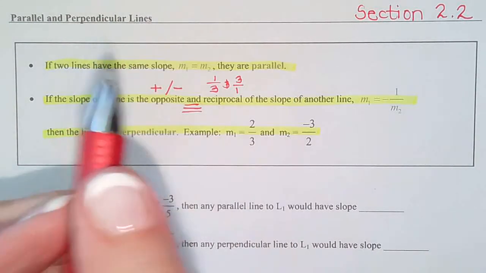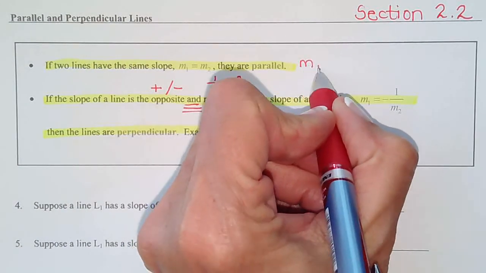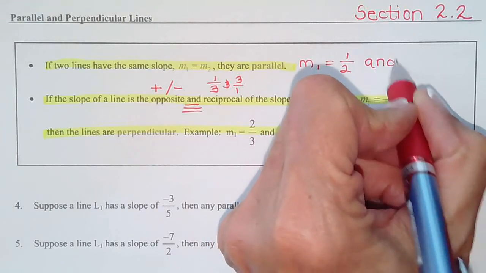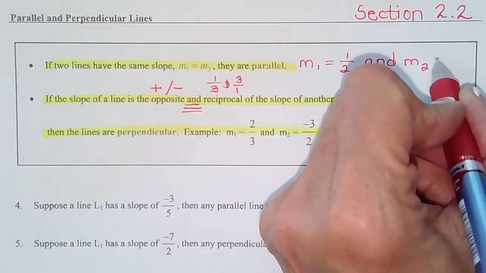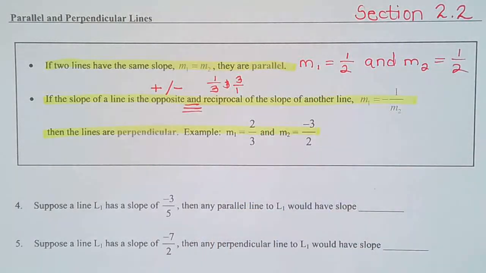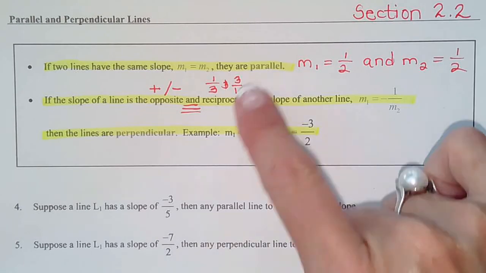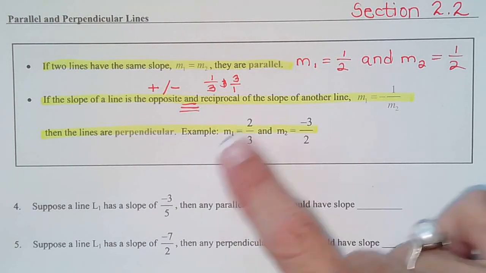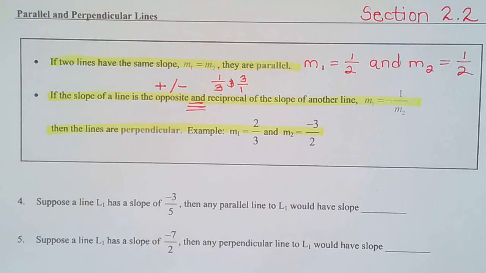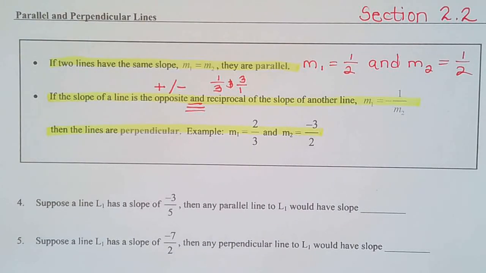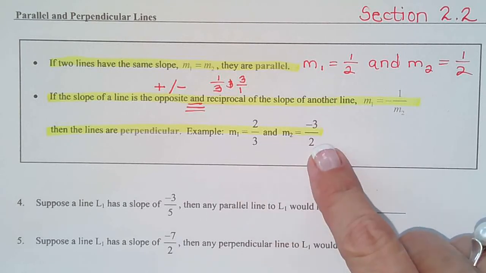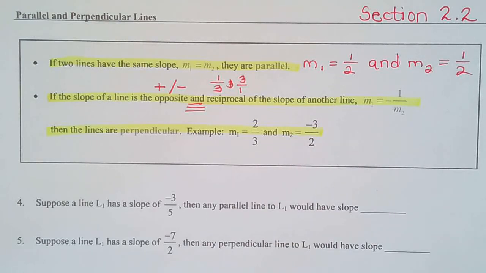So up here, if you wanted an example, you'd say M1 equals 1/2 and M2, which means the slope of the second line, equals 1/2. So if the slopes are exactly the same, they're parallel. If they're opposites and reciprocals, they're perpendicular. If they're just opposites, not perpendicular. Just reciprocals, not perpendicular. They have to be different signs and reciprocals in order to be perpendicular.